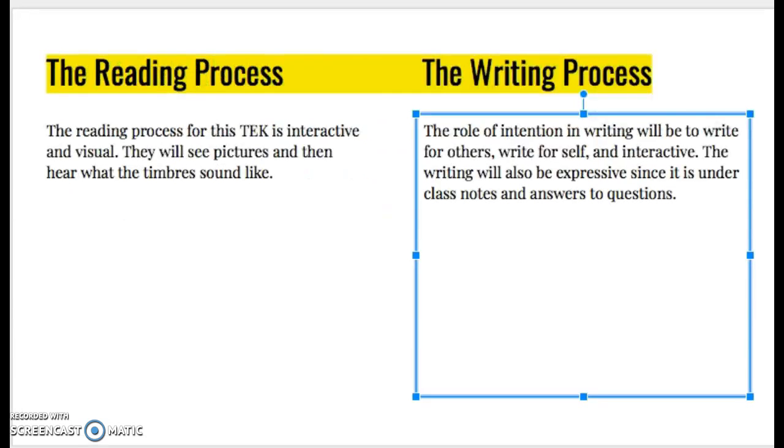The reading process and the writing process. The reading process for this TEK is interactive and visual. Since they will see pictures after they read about the different timbres, then they will hear what the timbre sounds like. So that's how it will be interactive and visual.